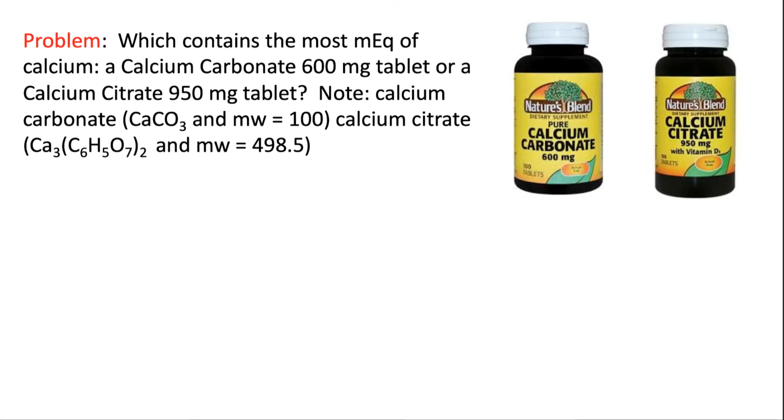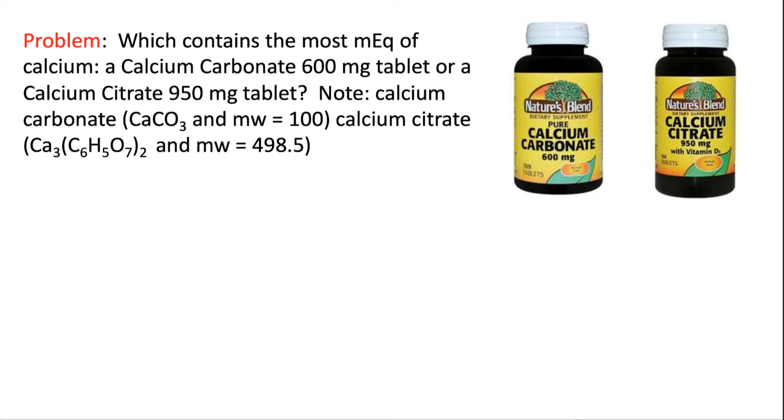All right, let's start our next question, which is about calcium. And it reads, which contains the most milliequivalents of calcium? A calcium carbonate 600 milligram tablet or a calcium citrate 950 milligram tablet? All right, and some additional information for both is that calcium carbonate with the formula of CaCO3 has a molecular weight of 100, whereas the calcium citrate has a formula of 3 calciums for every 2 citrates, you can see in the formula, and a molecular weight of 498.5.